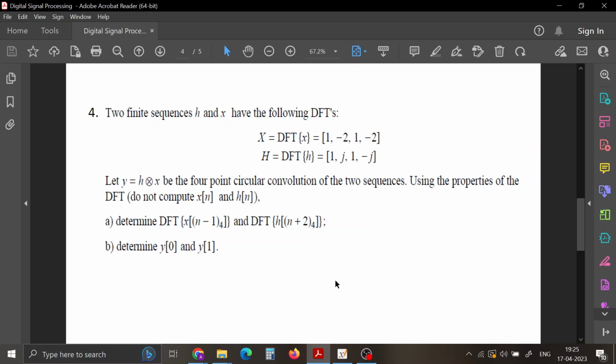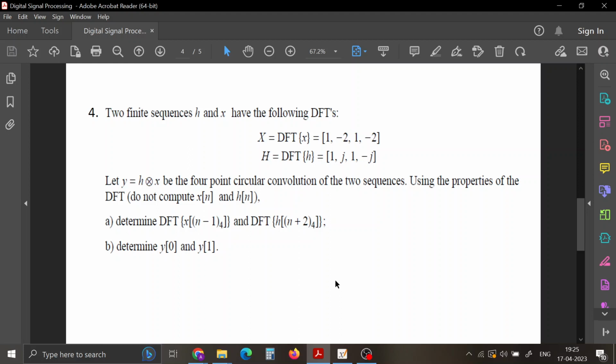It is given that there are two finite sequences, small h and small x, which have the following DFTs. So capital X is the DFT for small x, which is 1 comma minus 2 comma 1 comma minus 2, and capital H is the DFT of small h sequence, which is 1 comma j comma 1 comma minus j. And again here y denotes the circular convolution, specifically the 4-point circular convolution, because of course here capital N is 4 because x and h are length 4 sequences. So y is the 4-point circular convolution of small h and small x.